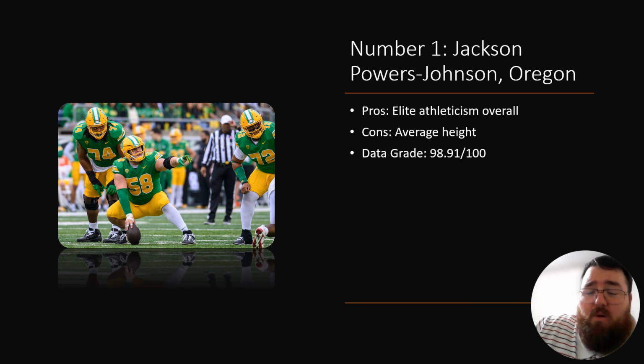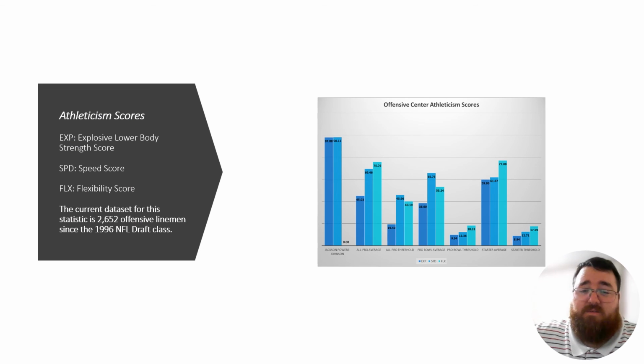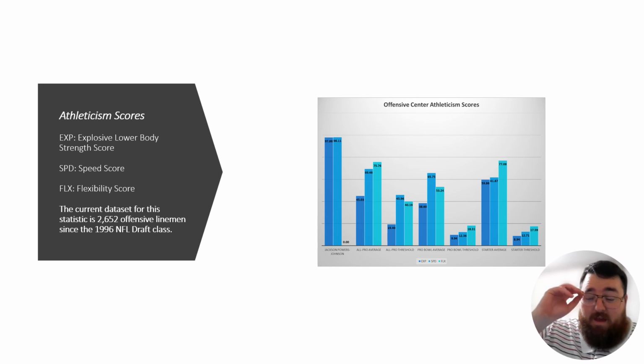Pros, elite athleticism overall. Cons, average height. Data grade 98.91 out of 100. Now, taking a look at his athleticism traits, elite explosiveness, elite speed, and also had some impressiveness from that kind of perspective. So I really like him in many ways. He has a lot of impressive traits for him. For Jackson Powers Johnson, which sounds like a law firm, which I know somebody's going to make that joke at one point, probably already have. But I think he's definitely very impressive.